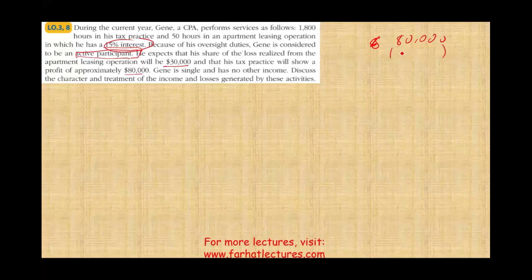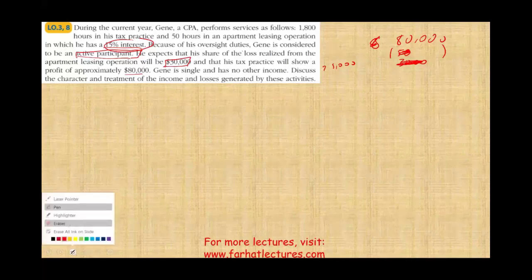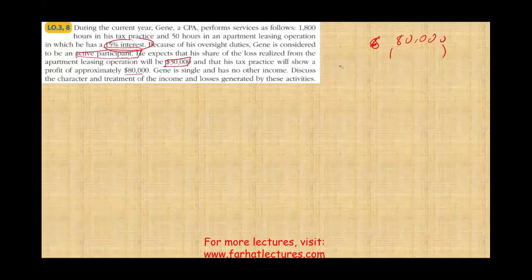Therefore, Gene can deduct $30,000. Oh, sorry. You cannot deduct $30,000. How much can you deduct? You can deduct $25,000 because he is not subject to any limit. So from the $30,000, Gene can deduct $25,000. Simply put, his taxable income all in all becomes $65,000, and that's a lot.